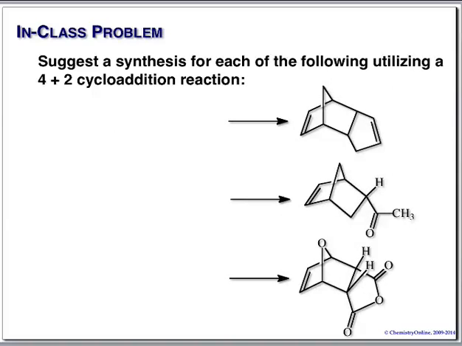2 double bonds. The diene, well, that's this half. It has 1, 2, 3, 4, 5 carbons and 2 double bonds. This is simply 2 of these guys. One acts as the diene, the other as the dienophile.